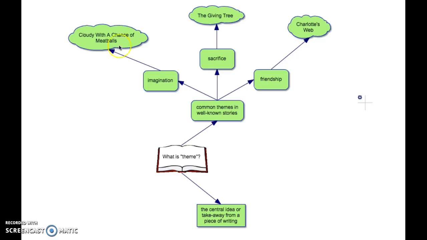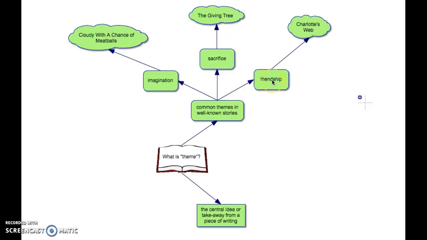used as well. An example of sacrifice would be The Giving Tree, because the tree just kept on giving and sacrificing himself and his needs and his wants for the little boy who he loved greatly. I know most of us are also familiar with this book, so we can recognize the theme of that and know it is sacrifice.